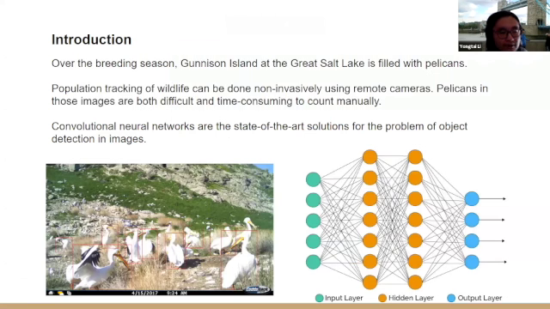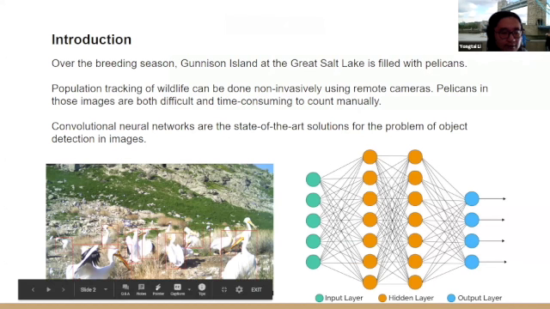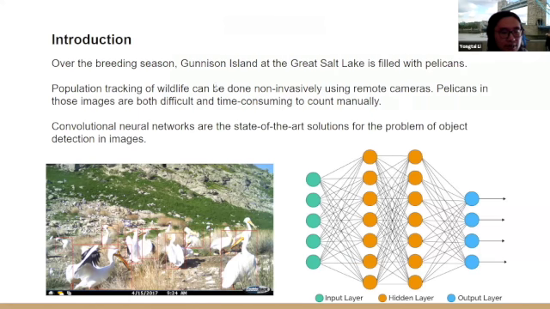Over the breeding season, Gunnison Island at Great Salt Lake is filled with pelicans. Human activity has played a role in decreasing the pelican population on Gunnison Island every year. Population tracking of wildlife can be done non-invasively using remote cameras, which is more efficient than human effort. A lot of such images have been collected. Pelicans in those images are both difficult and time-consuming to count manually.